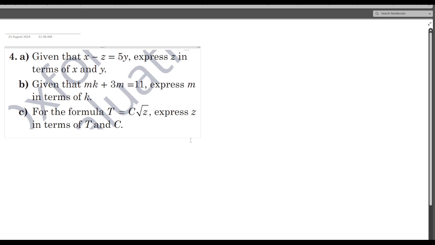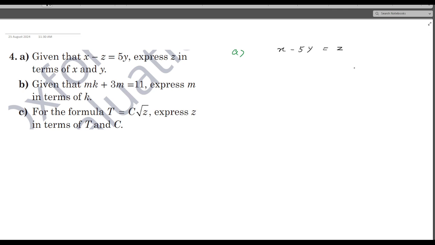Question number 4. Given that x minus z is 5y, express z in terms of x and y. So we have to express z. Better move this minus z to the right. So I will say that x minus 5y is equal to z. This minus z moves to the right, it becomes plus z, and 5y, which is plus on the right side, when it moved to the left, it becomes minus 5y. So therefore you have z is equal to x minus 5y.